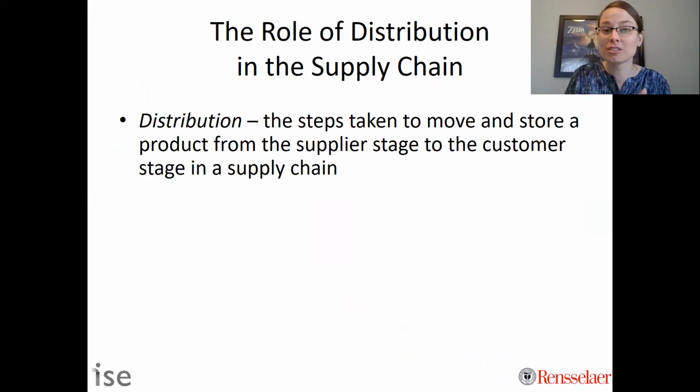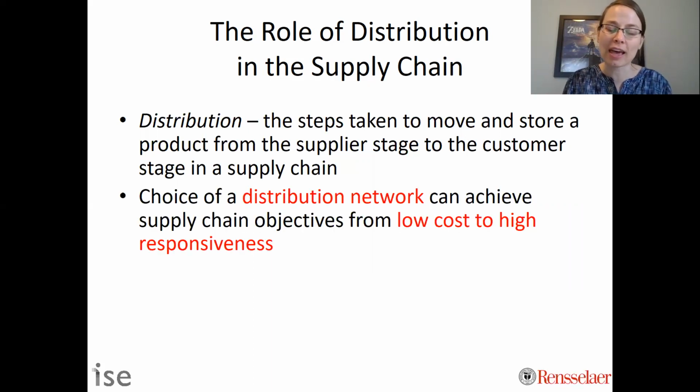So distribution is the steps taken to move and store a product from the supplier stage to the customer stage in a supply chain. So distribution, I would look at it as the product is built, I now need to get it to the customer. And so what is the facility typically involved in that stage? Is a distribution center or a warehouse.